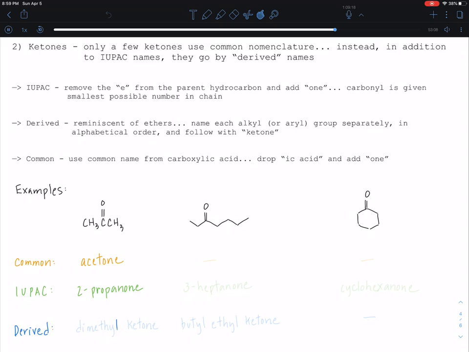But again, propanone is fine too, right? Because it wouldn't be a ketone if the carbonyl was elsewhere. The derived name is simply, I'm going to find the carbonyl and I'm going to look at the groups on either side of it. I see 2 methyl groups, so I have a dimethyl ketone.